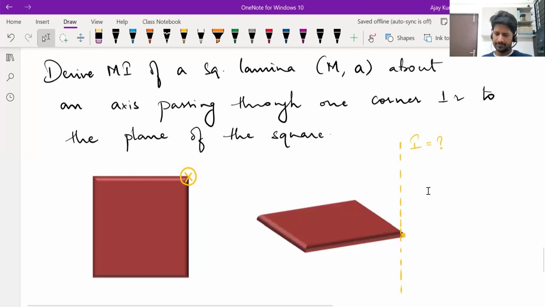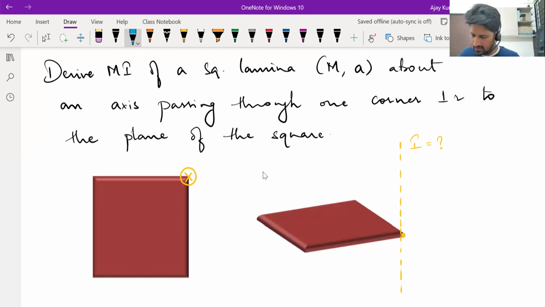Any answer, anyone? Or any idea? How can we derive moment of inertia of this square about this axis? Parallel axis theorem. Parallel axis theorem you want to use. Okay, if you want to use parallel axis theorem, one of the parallel axes should be passing through the center of mass. Where is the center of mass of a square? A geometric center.